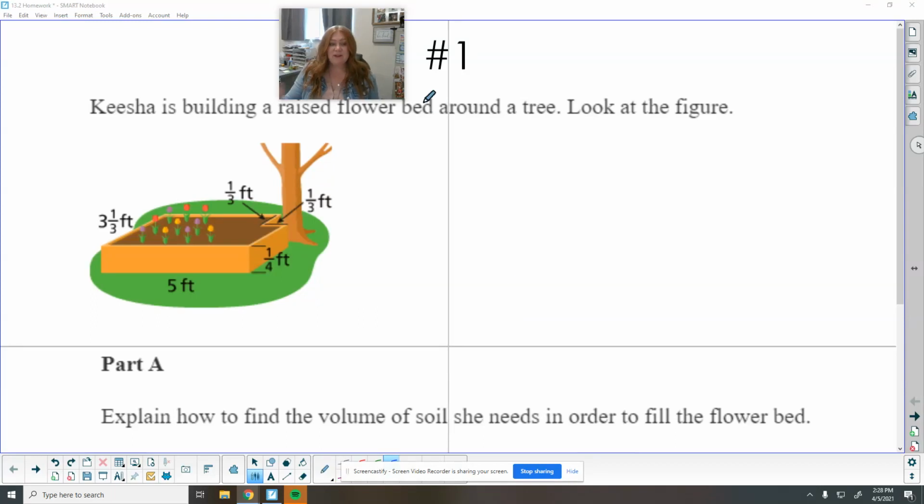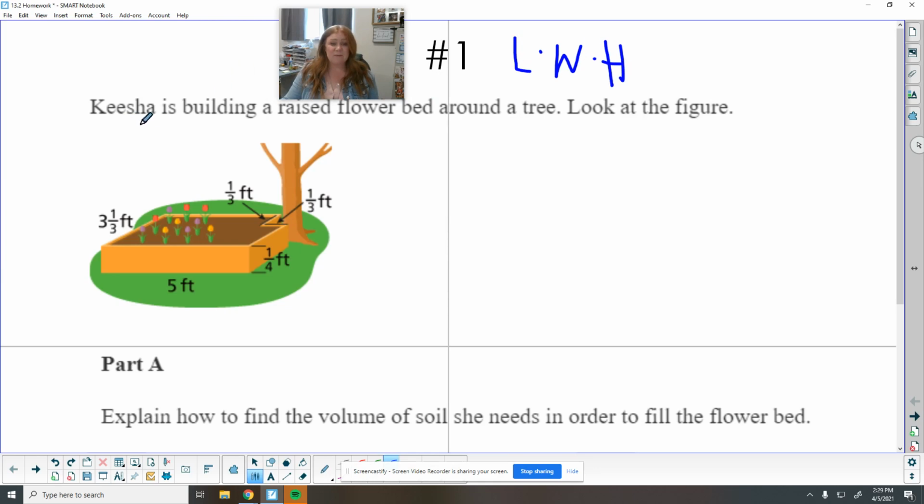Hello. So this video is for our 13.2 homework. We're going to be finding the volume of rectangular prisms. If we remember, our formula is length times width times height.